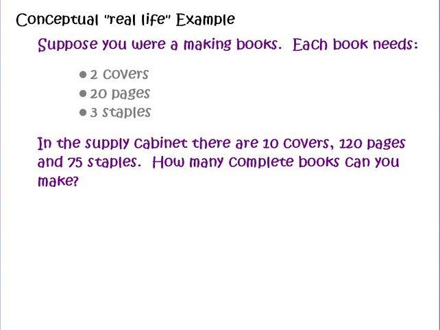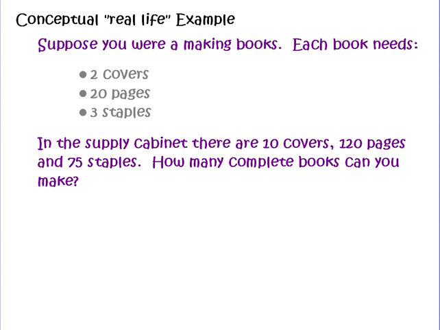Now, here's kind of a real-life example. Let's suppose we're making some books. And each of these needs to have a couple of covers, 20 pages of paper, and 3 staples to hold it all together. So you go over to the supply cabinet and you see that there are 10 covers, 120 pages, and 75 staples. So we want to know how many books can we make.